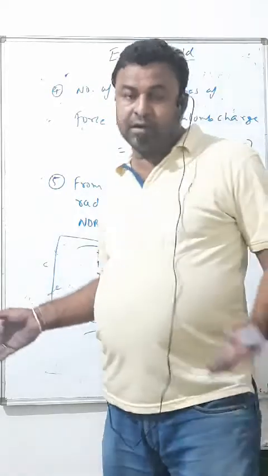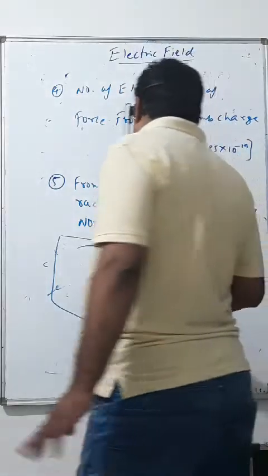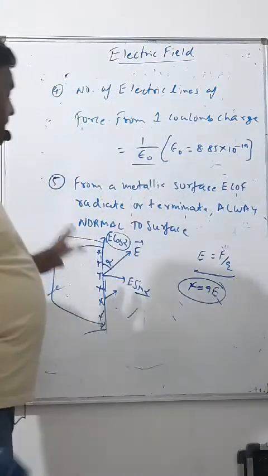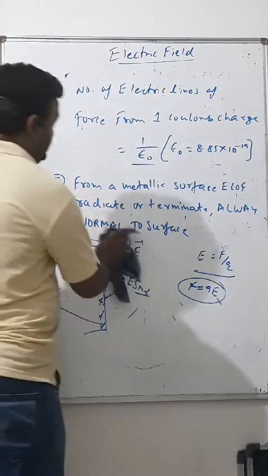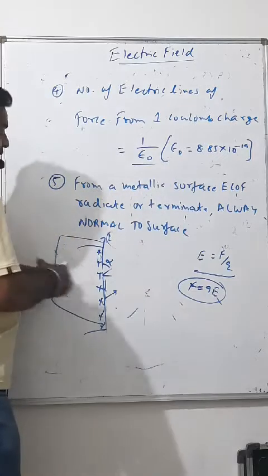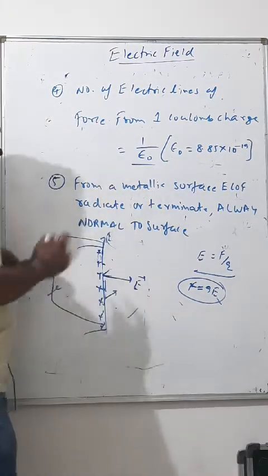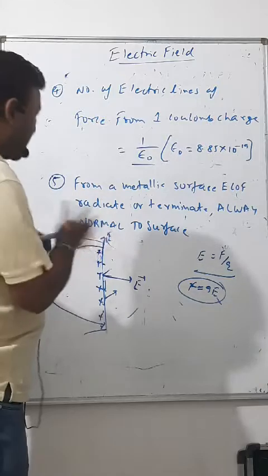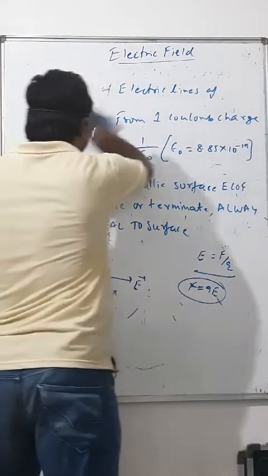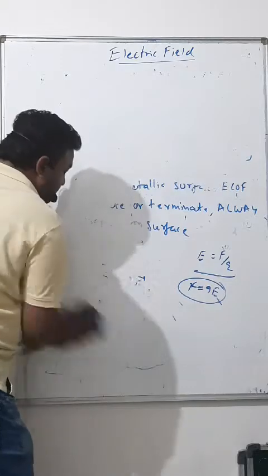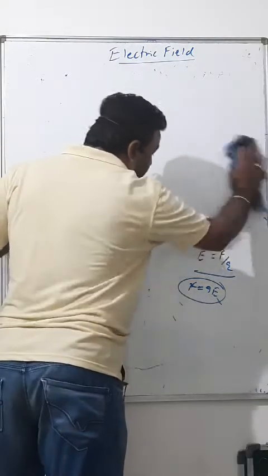So in that term, we can also understand that these electric lines of force from a metal surface have only one possibility: that they are only normal, so that they cannot have any tangential component. So from a metal surface, if the electric lines of force come out or terminate, they will always be perpendicular to the surface.